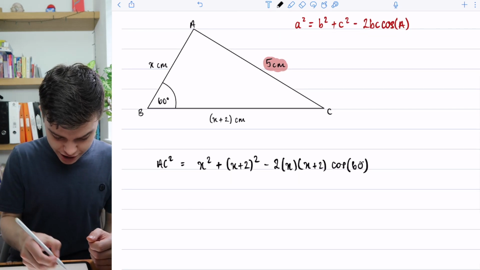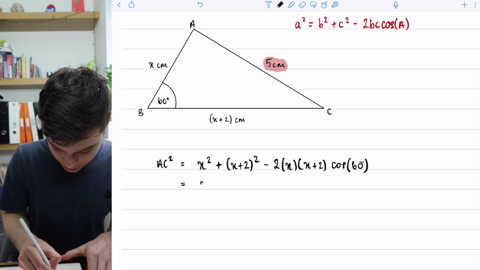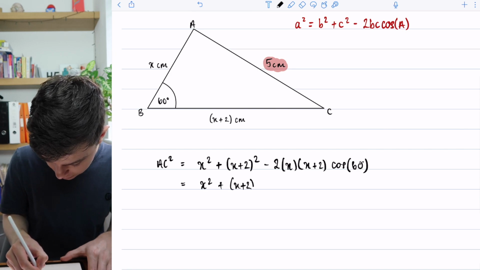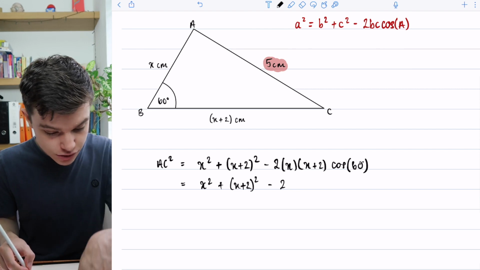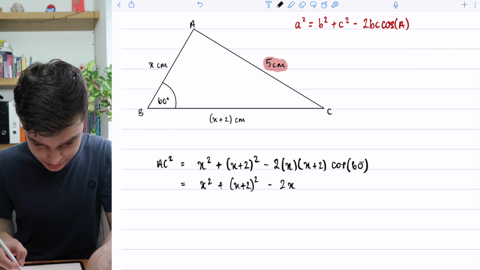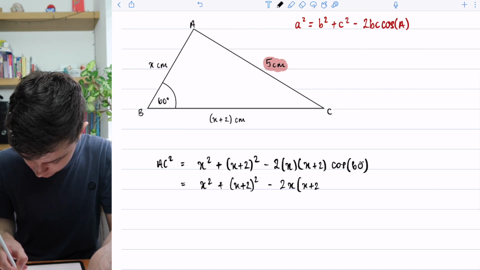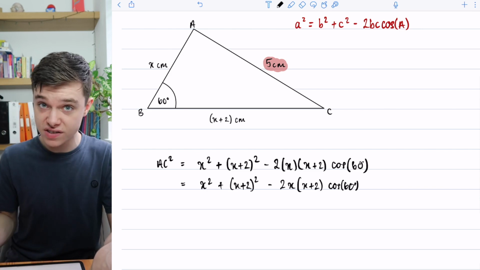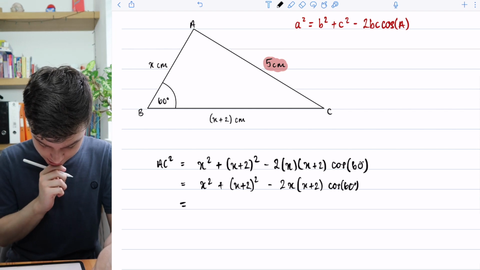Okay, let's just do a little bit of manipulation on that. So we're going to get x squared plus 2 plus x squared, we'll leave it like that, minus 2 times x, and I'm just seeing what they've done here, they've just simplified it like this, 2 times x, x plus 2, cos of 60. Now you should know what cos of 60 is, so let's also make that a little bit simple.